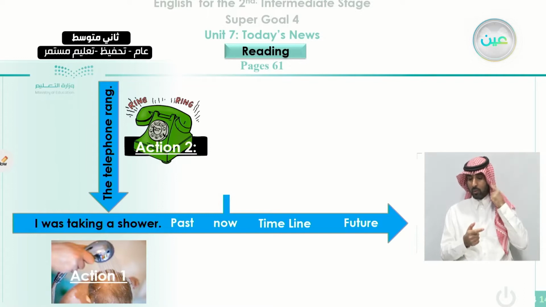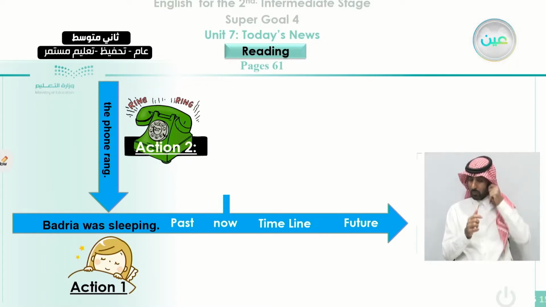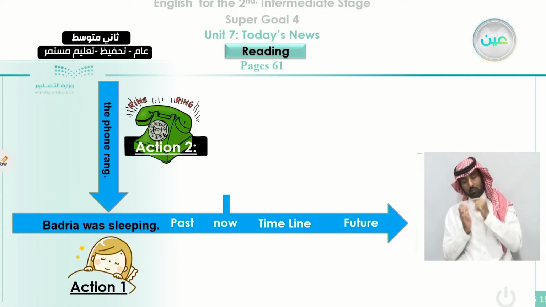That is a thing that happened in the past, but it happened in the progressive form, which was continuous in the past. And the other action, the telephone rang, interrupted this continuous action, and it happened once, which is the telephone rang. Another example, if you look at Badriya here, Badriya was sleeping, which means that it is continuous in the past, and also we can say when Badriya was sleeping, the phone rang.